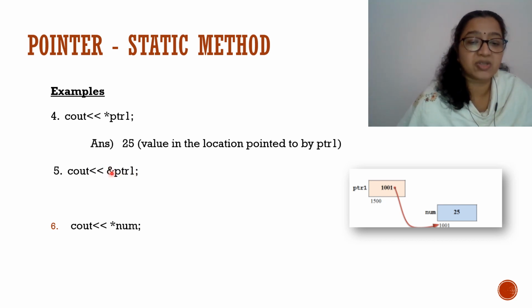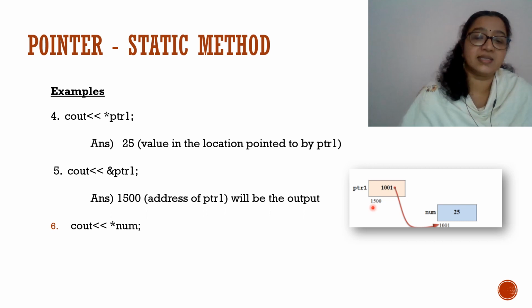Now cout and PTR1. And means address of. So cout address of PTR1. Address of PTR1 is what? 1500. So we'll get the answer as 1500. Address of PTR1 will be the output.